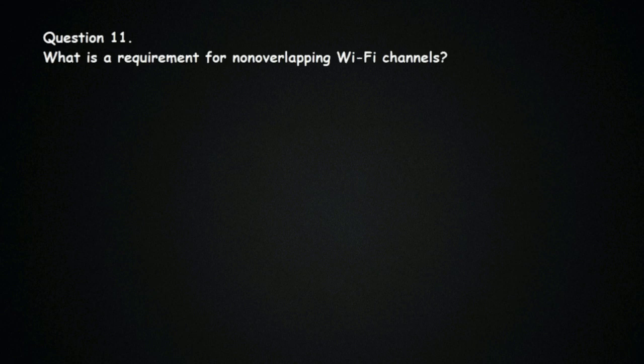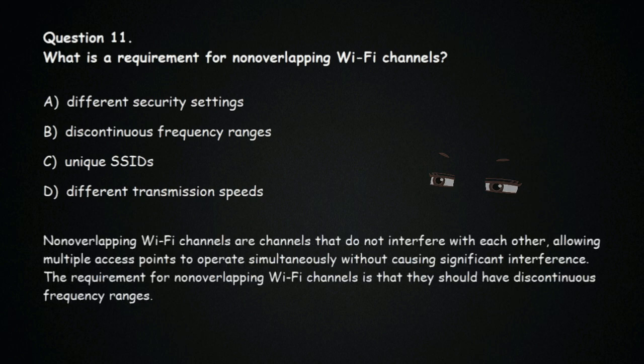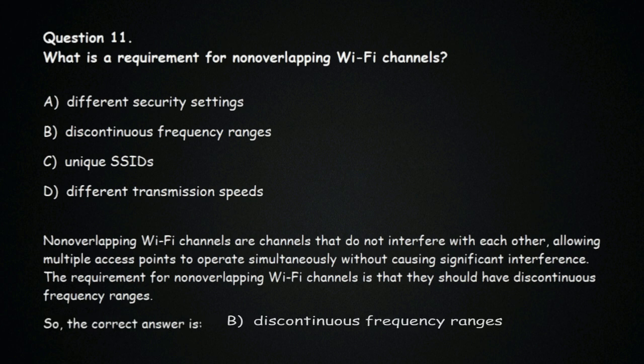Question 11. What is a requirement for non-overlapping Wi-Fi channels? Options. Non-overlapping Wi-Fi channels are channels that do not interfere with each other, allowing multiple access points to operate simultaneously without causing significant interference. The requirement for non-overlapping Wi-Fi channels is that they should have discontinuous frequency ranges. So, the correct answer is B. Discontinuous frequency ranges.